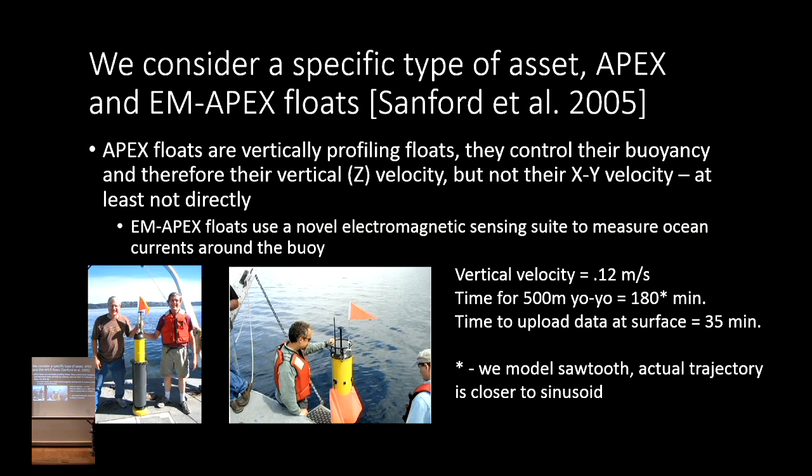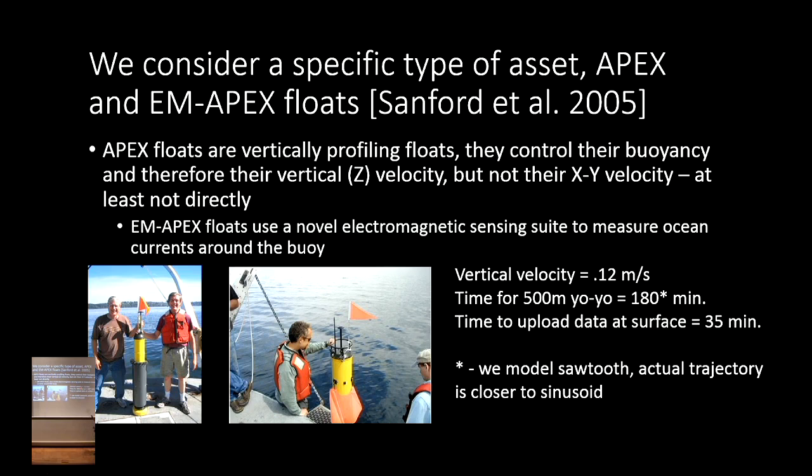So we actually work with a particular kind of float called EM APEX. These are APEX floats that rely on a very unique electromagnetic instrument, which is a collar that relies on the fact that the floats spin as they profile, and it can actually measure the float velocity in real time. This is actually a huge breakthrough in ocean science, and we'll see why we're interested in this later on. These were developed at the University of Washington. These are our collaborators, James Girton and John Dunlap.